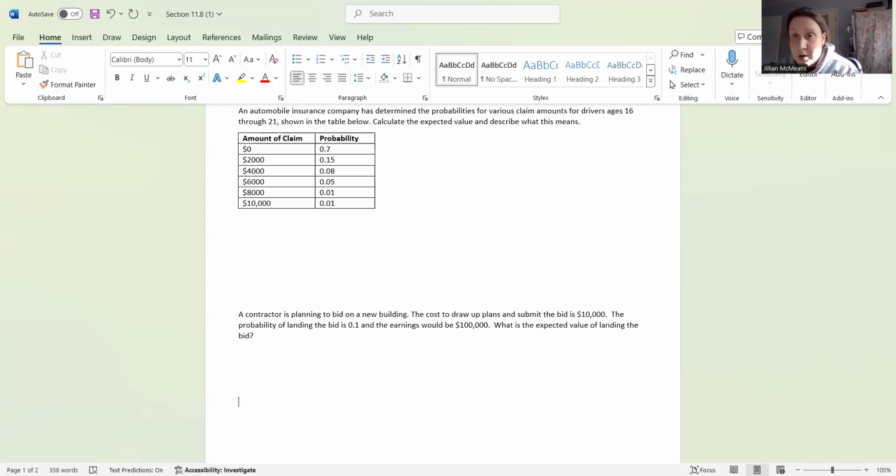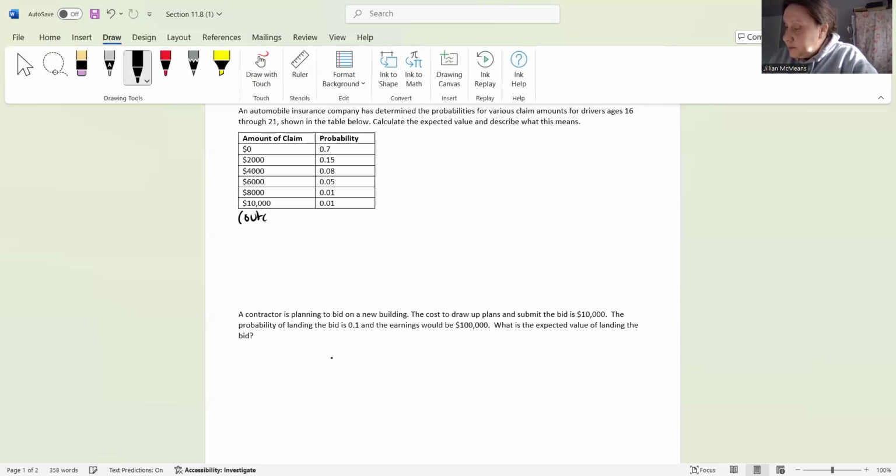Well, we have claim amounts. Those are the outcomes. We could expect claim amounts of $0, $2,000, $4,000, $6,000, $8,000, or $10,000. And then the corresponding probabilities are in the next column. So I do want to just showcase this is the outcome. Okay, the probability for a claim of $0 is 70%. So keep in mind, we're dealing with the probabilities in decimal form. Just know that 0.7 would translate to 70%, 0.15 is 15%, 0.08 is 8%, 0.05 is 5%, 0.01 is 1%.